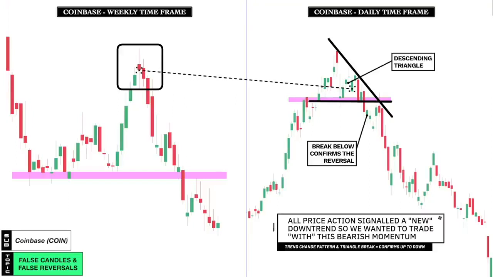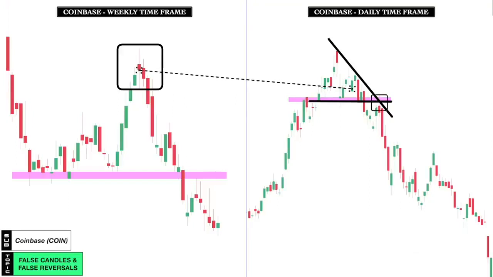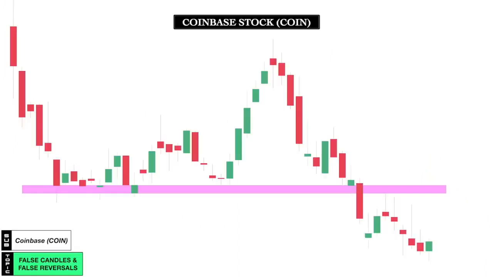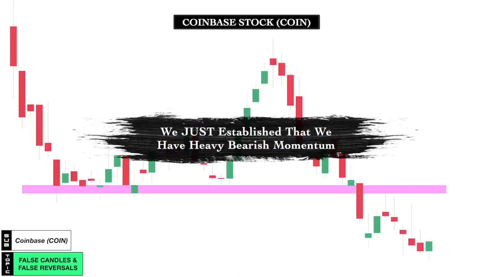And one of many entries that we took along the way down occurred right here, where the long wick candle pulled back to the bottom of the descending triangle to the trend line, which presented a great short trade. Now back to the larger topic. Let's jump back to the weekly. Again, we established that we have bearish momentum.